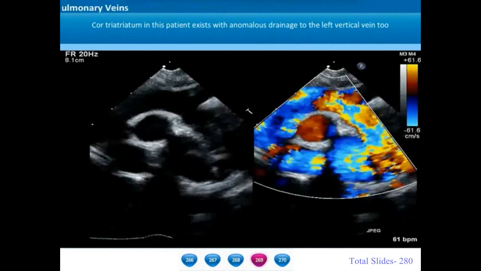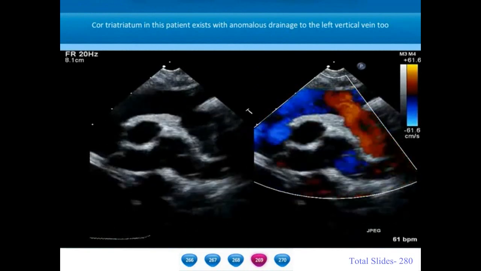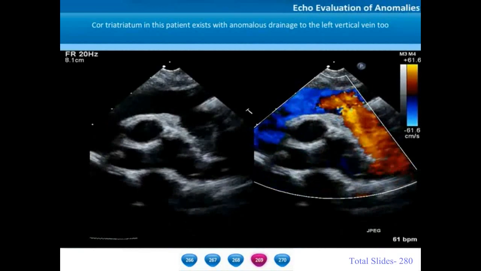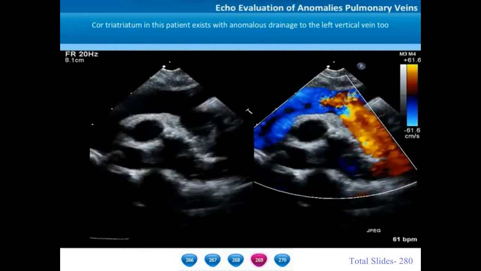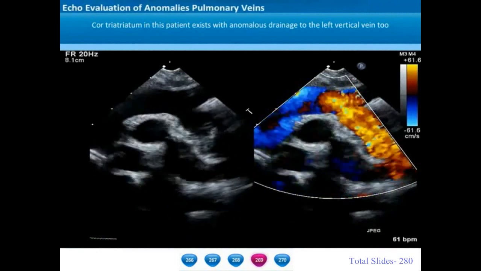When the suprasternal view is seen, we can find a large left vertical vein in the same patient. This indicates that the cor triatriatum is partially getting decompressed through this left vertical vein to the left innominate vein, subsequently to the right superior vena cava and the right atrium.